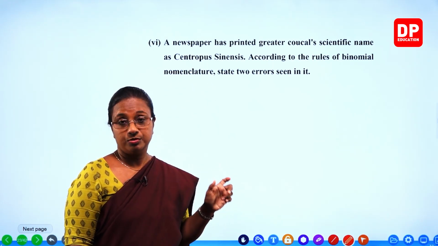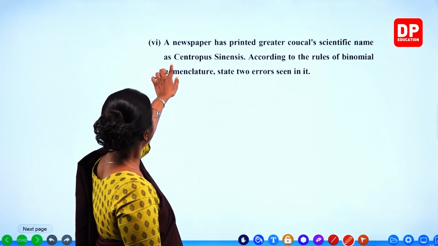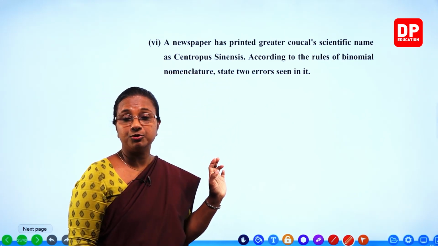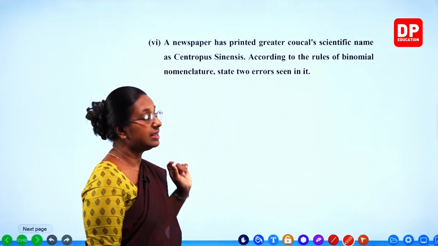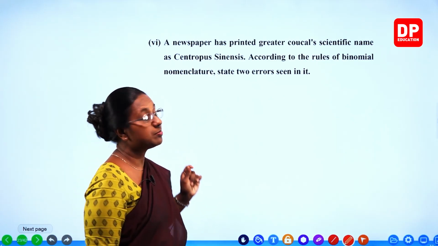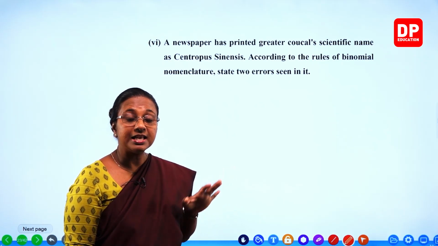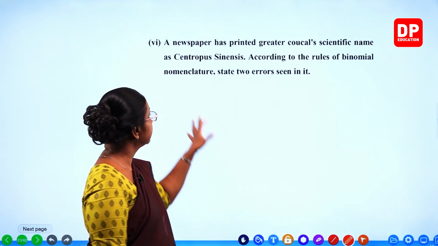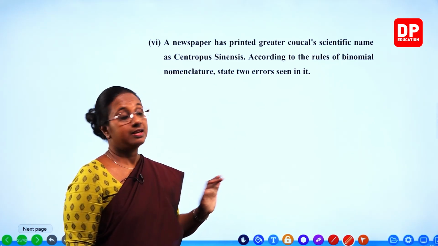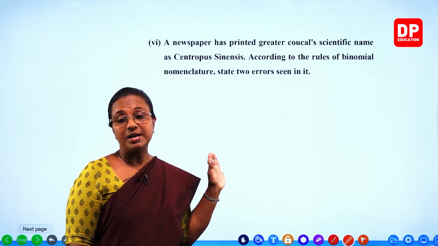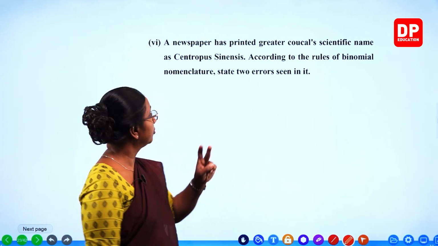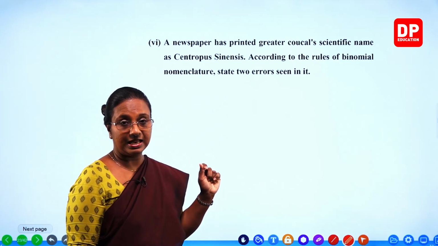And when you print it, normally the first letter of the generic epithet has to be capital. The rest of the letters have to be simple. So here you can see one mistake. The specific epithet, the first letter has been printed in capital. So that is incorrect. The other thing is when you print it, the letters have to be italicized. But here the letters are normal letters. So that is also another mistake. You have to write both of them. They have asked two errors in it.